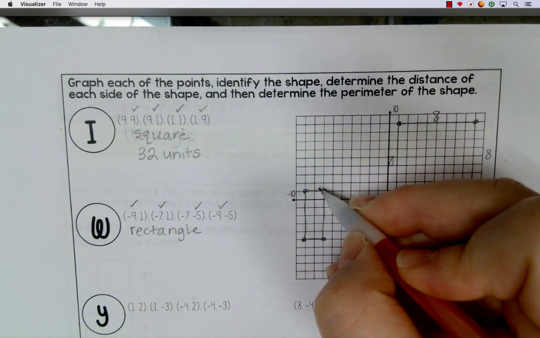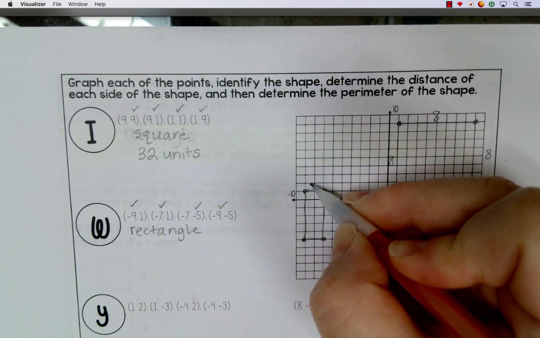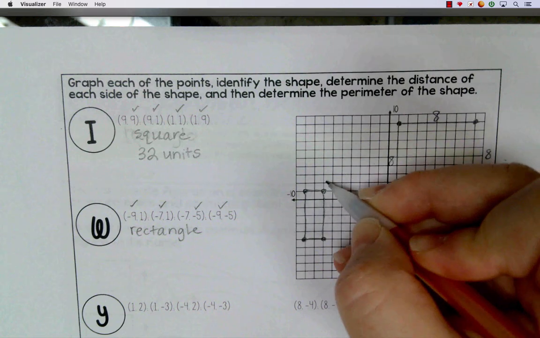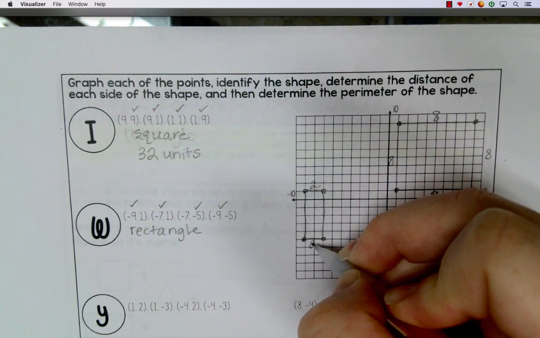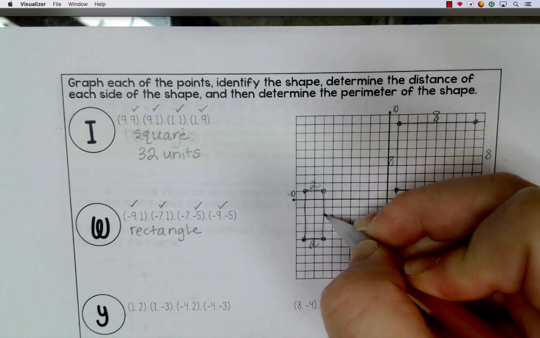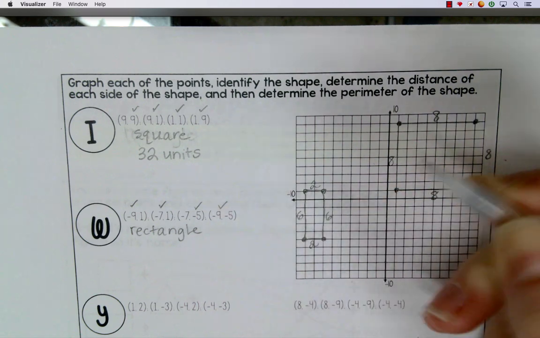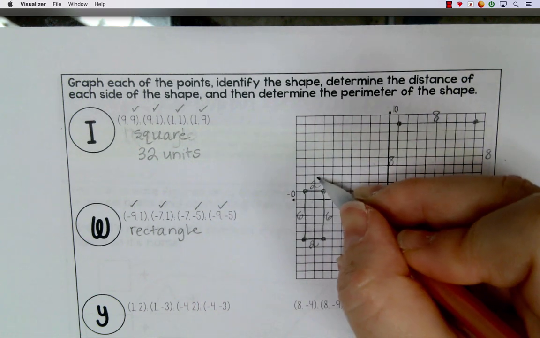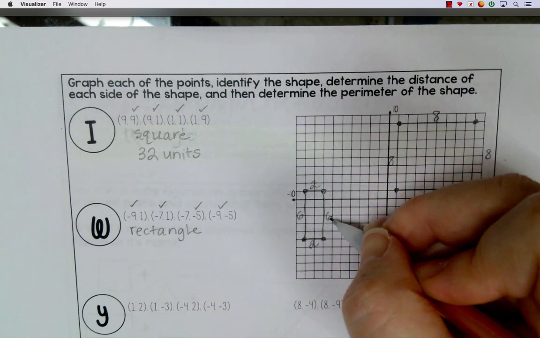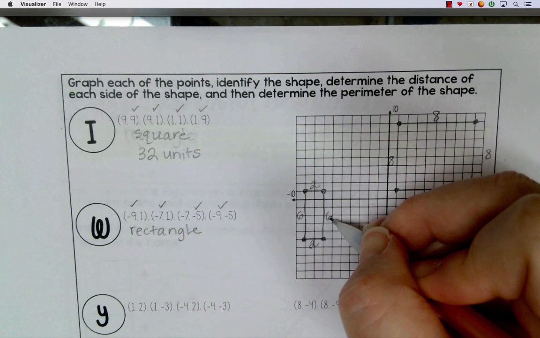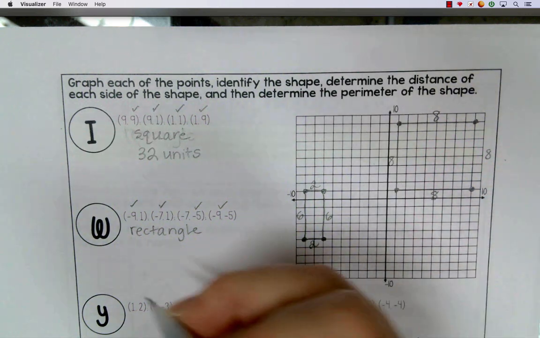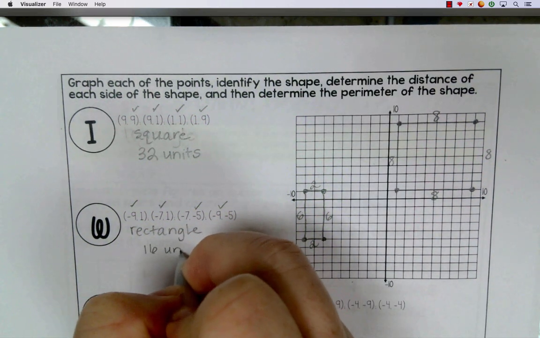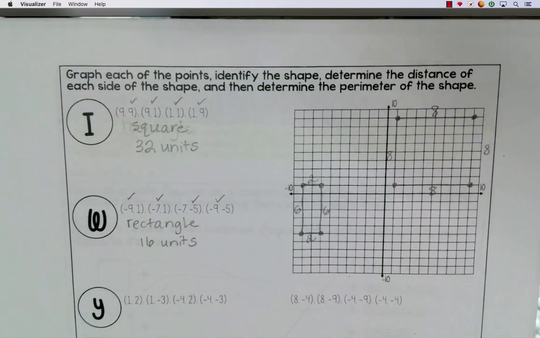Okay, and then this side, the top, so remember, our opposite sides have the same length. So this is 1, 2, and then 1, 2, 3, 4, 5, 6. So this side must be 6. So if we're adding it up, 6 plus 2 is 8, plus 6 is 14, plus 2 more is 16. So 16 units. Let's look at this you do.